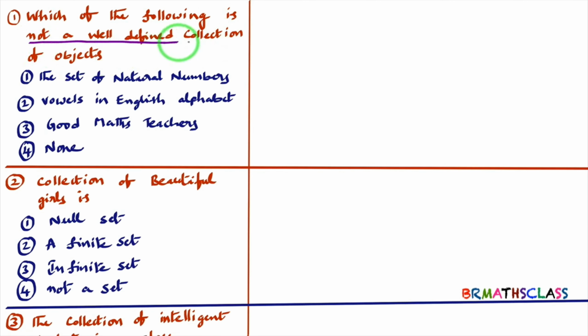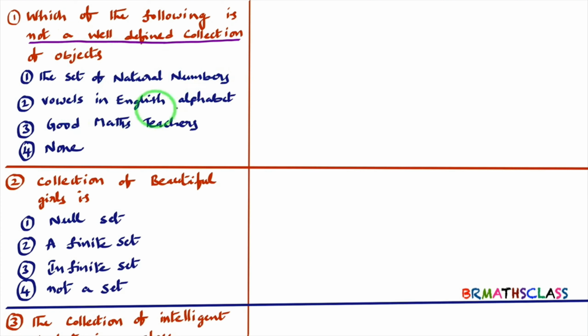Not a well-defined collection. Observe the first option. What have they given? Set of natural numbers. Are natural numbers well defined or not? Yes, natural numbers are well defined. What are natural numbers? Everybody will say natural numbers means 1, 2, 3, 4, 5, 6 and so on. No one will say minus 1, minus 2, minus 3. We know what natural numbers are. So natural numbers are well defined, but they are asking which of the following is not well defined.